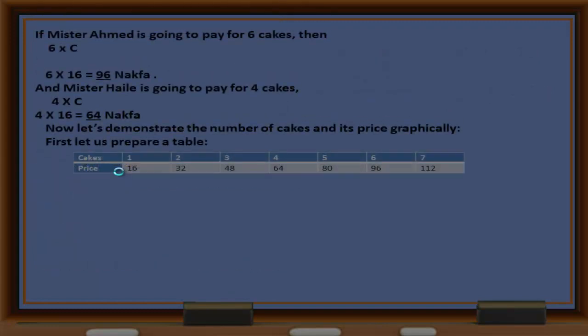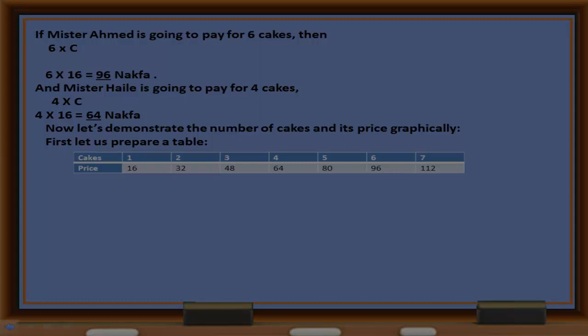If Mr. Ahmed is going to pay for the 6 cakes, then 6 times the price of each cake, which is C, is 6 times 16. 6 times 16 is 96 nafa. And Mr. Haila is going to pay for 4 cakes. 4 times C, that is 4 times 16, is equal to 64 nafa.